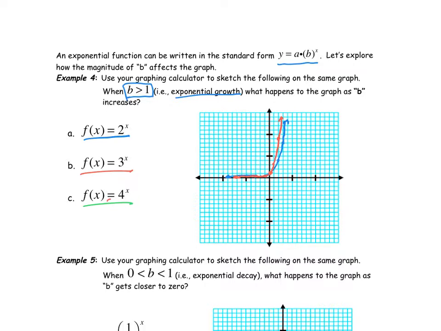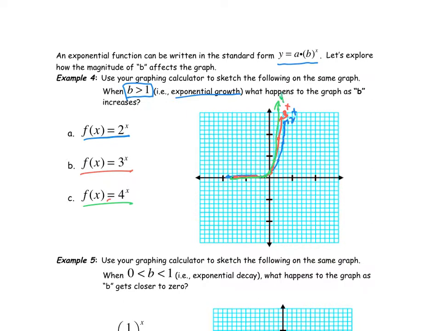And then 4 to the x. So when x is 0, y is 1 on 4 to the x. When x is 1, y is 4. When x is 2, y is 16, so a little bit, 1 unit, above the top of the graph. And when x is negative 1, y is 1/4, so it's going to be a little bit closer to the x-axis when x is less than 0 and steeper when x is greater than 0. So this one is 2 to the x, 3 to the x, and 4 to the x.